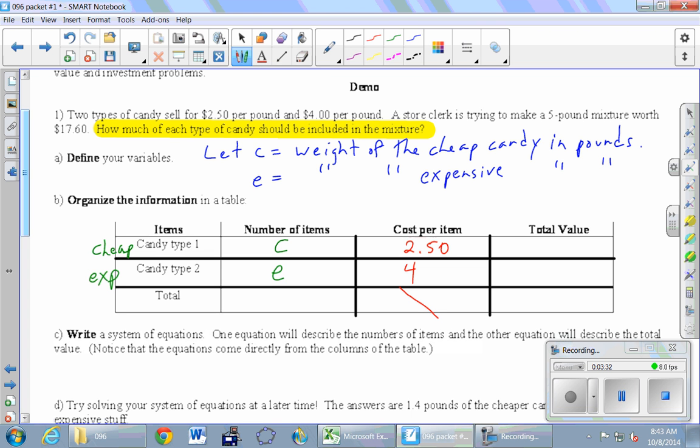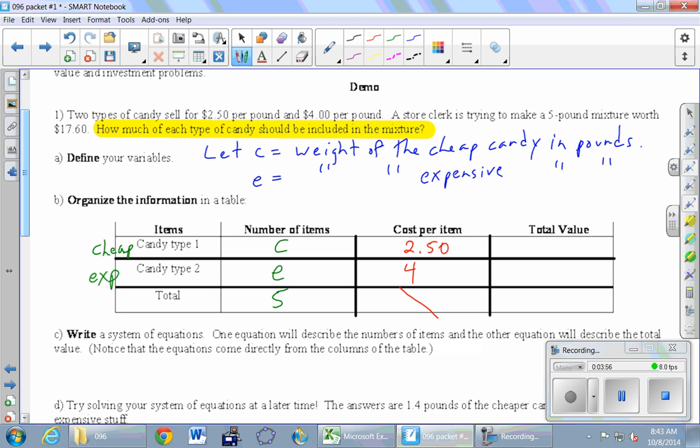Now the total should be a number that's in the problem. The total weight of the stuff is 5 pounds. That total is a number that's in the problem. 5 pounds of candy altogether. Well, it depends on how many people we're going to feed. We've got Halloween coming up, so maybe we're preparing.